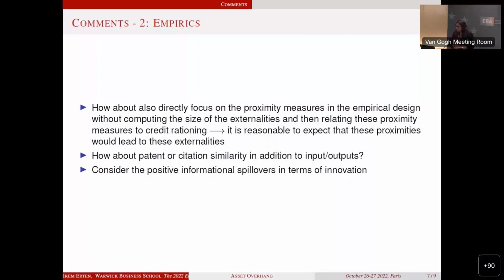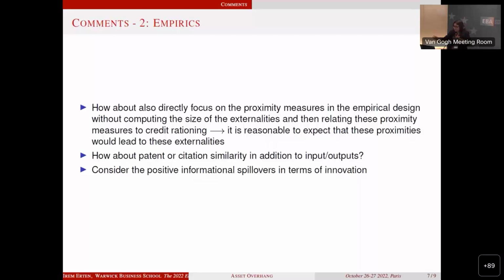And one other comment that I had is I think it would be interesting, if the authors think it's a good idea, to add patents and citations. They focus mainly on input and output space, which I think is quite new, very interesting. But I think patents and citations could also be interesting. There will be the positive information spillovers that the authors may want to consider, and to understand maybe the lower bound of these externalities, but also the patent citations could be used to see to what extent, at least in the long run, these negative externalities could be mitigated by that.